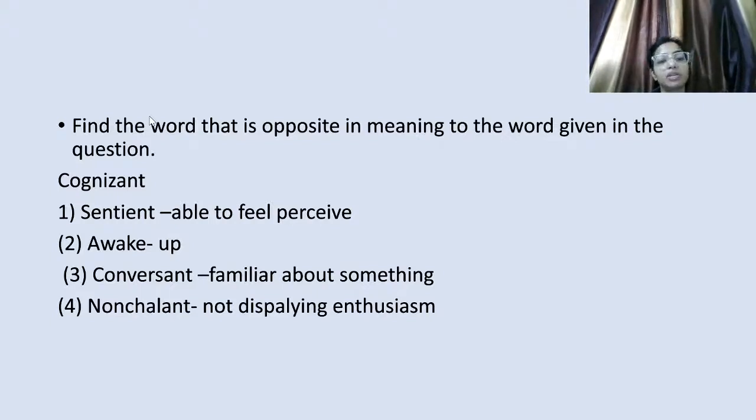Next is conversant. So the conversant is somebody who is again familiar about something. Then we have nonchalant. Nonchalant is somebody who is very quiet, easygoing, not displaying enthusiasm about something. So when you see the meaning of each word, although awake and sentient will feel not exactly same in the meaning, but they somehow mean somebody open to knowledge, somebody who is knowledgeable, who is aware of stuff. And only nonchalant is something which shows that not displaying enthusiasm.